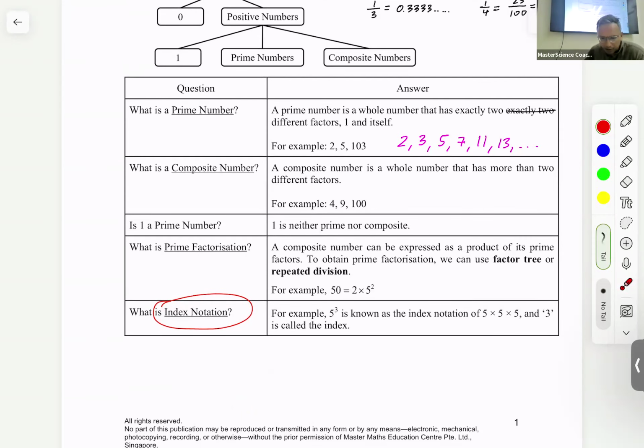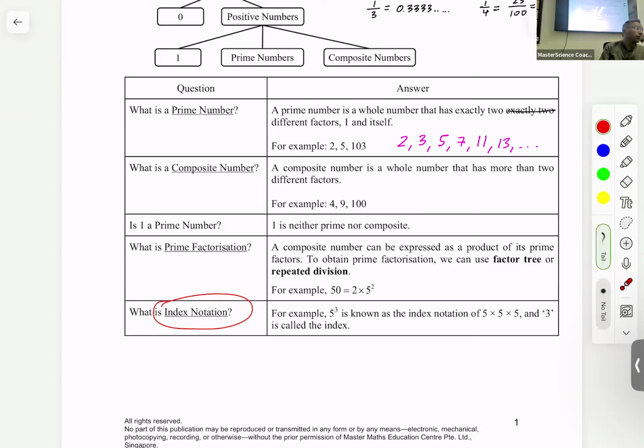So a prime number is a whole number that has exactly 2 different factors. Can you cancel out that extra "exactly 2" again? I think in the notes there's a bit of a typo. So a prime number is a whole number that has exactly 2 different factors: 1 and itself. So what is an example of a prime number? All these things that I've written in pink here. There's more, that's why the dots mean there's more. Examples: 2, 3, 5. Why? Because they only have 2 factors. You can't divide any other way.